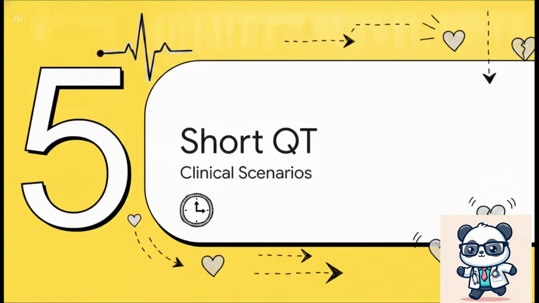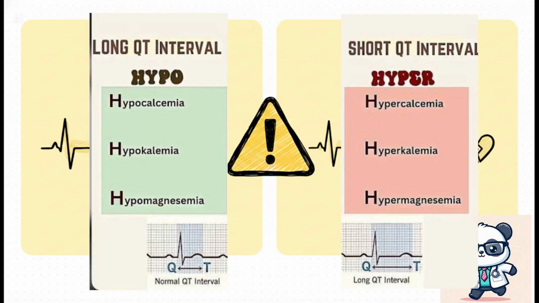All right, our final section, number 5, short QT clinical scenarios. You know, while a prolonged QT screams Torsades de Pointes, an abnormally short QT is just as terrifying. It warns us of a massively heightened risk for sudden cardiac death through paroxysmal atrial and ventricular fibrillation. Both of these extremes need your immediate attention.